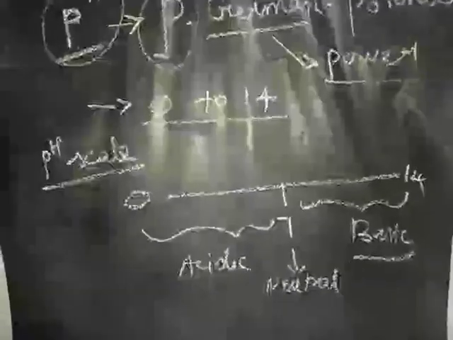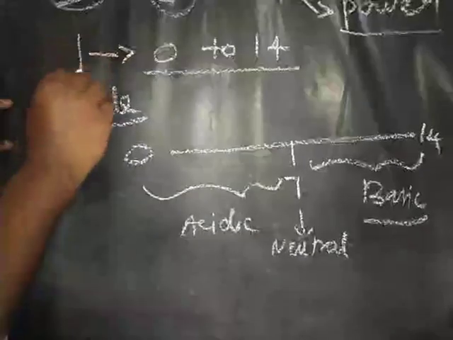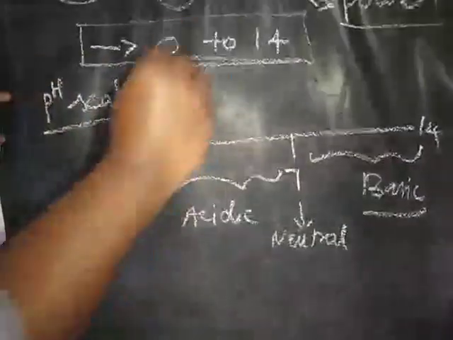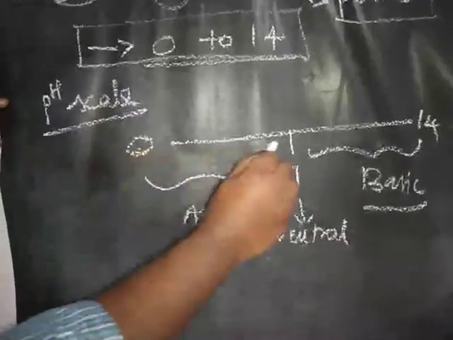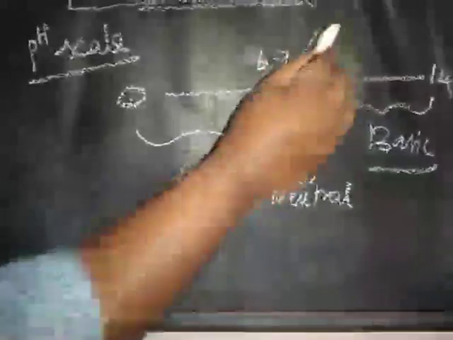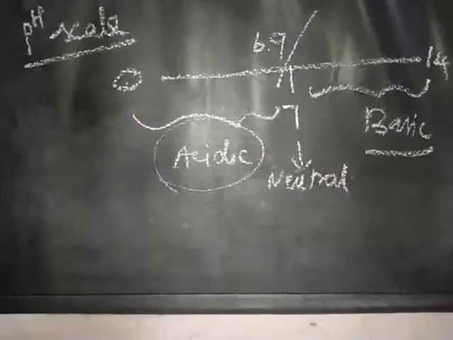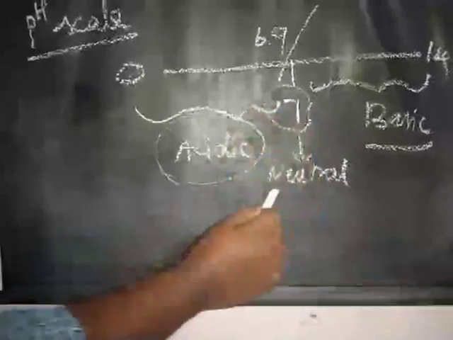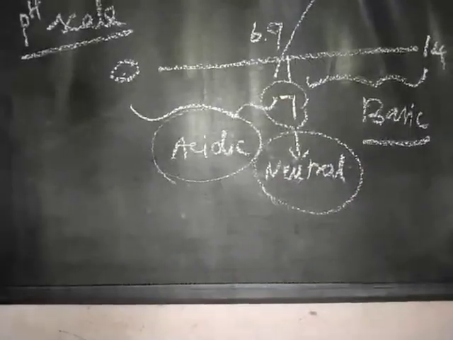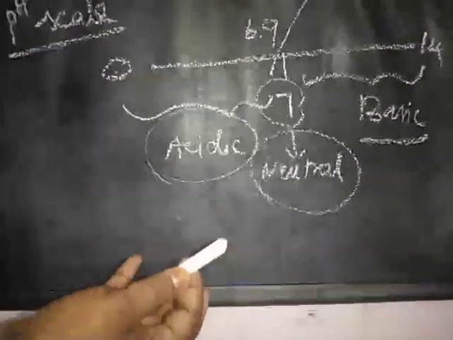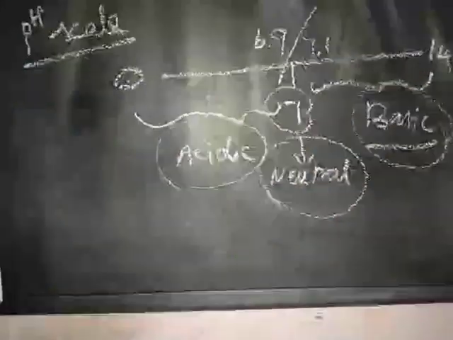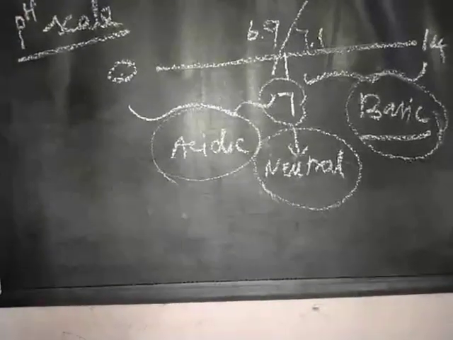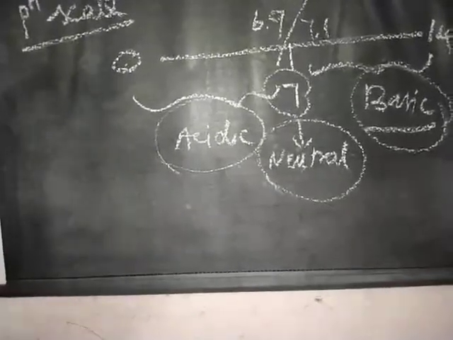What is the range of the pH scale? 0 to 14. From 0 to 6.9 is called acidic nature. Exactly 7 shows neutral. What is meant by neutral? The solution indicates there is no acidic condition and no basic condition. From 7.1 to 14 it shows basic nature. This is one small piece of information about the strength of acidic or basic solutions.